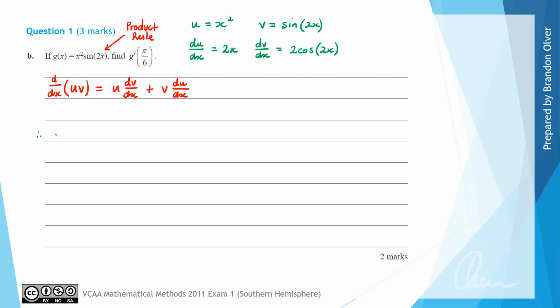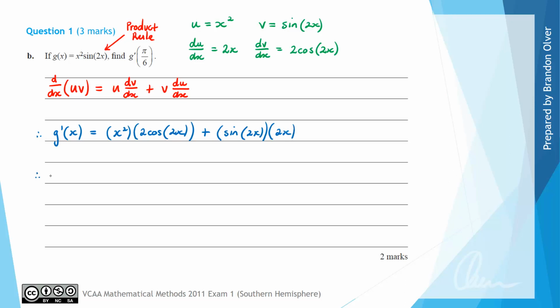Therefore g dashed of x, just the derivative at this stage, is equal to u, which is x squared, times dv/dx, which is 2 cos of 2x, and then we add on to that the function v, which is sine of 2x, multiplied by du/dx, which is 2x.